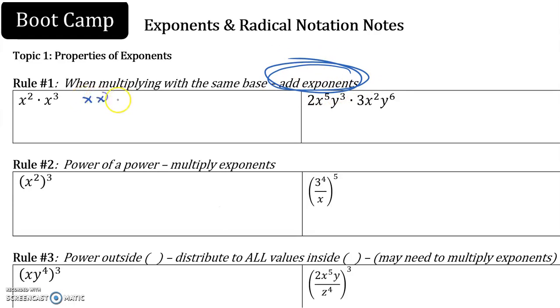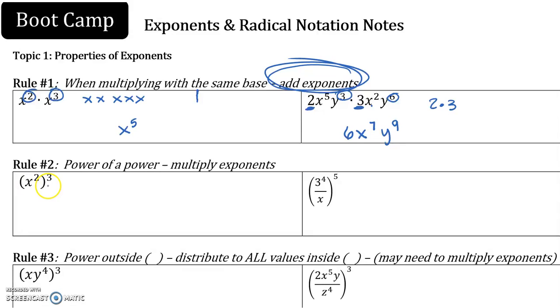Remember, technically, this is 2 x's and 3 x's, so it's 5 x's total, or 2 plus 3. In a more complicated problem like this one, we have 5 x's here and 2 x's there, which makes 7 x's total. For the y's, we have 3 and 6. 3 plus 6 is 9. And for our big numbers, the 2 and the 3, we just multiply them. 2 times 3 is 6.